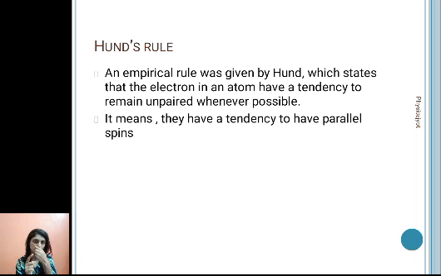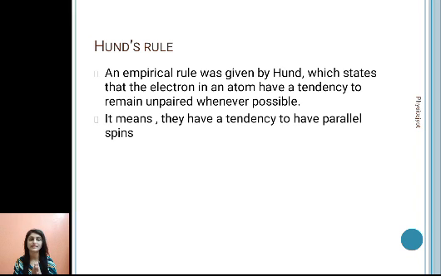But suppose we talk about the p orbital, where the capacity is 6 electrons and we have 3 orbitals. Suppose I have 3 electrons. It will not happen that 2 electrons pair and 1 electron is unpaired. All the 3 electrons, as there are 3 orbitals, will each enter one orbital and they will try to remain unpaired. They will not pair with each other. That is what Hund's rule is all about.